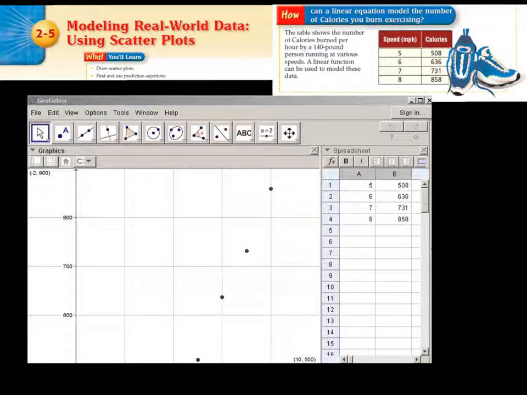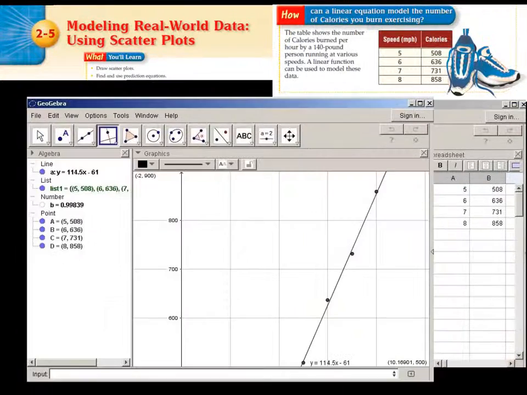I was curious, so I went ahead and put the ordered pairs in the spreadsheet in GeoGebra to get a scatter plot, and GeoGebra will also do a linear regression for us. Now you can see that the best fit line is not a completely perfect fit, but it's pretty close. On the graphing calculators, it's R for the correlation coefficient.